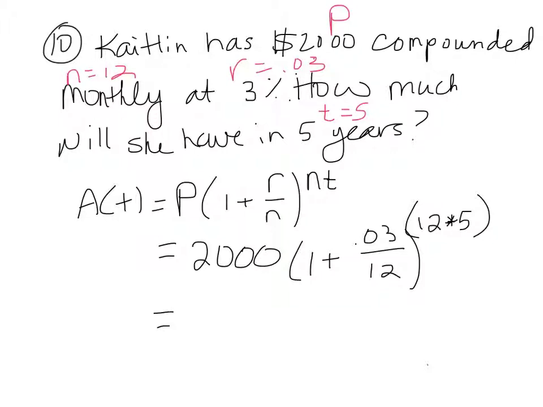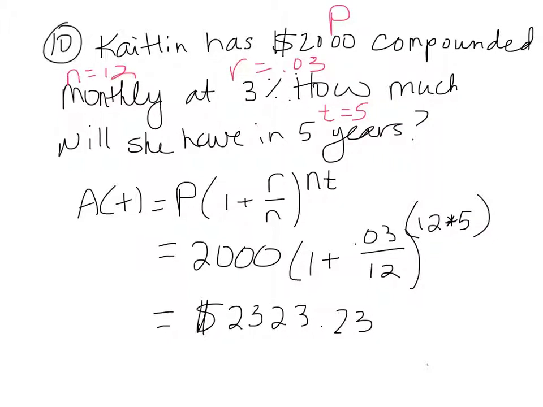Okay, and then you put that all into your calculator. You can do it all at once. Okay, as long as you have parentheses around that last 12 times 5, you'll be good. But you could easily say that that's 60, right, in your head. So you end up getting $2,323.23. And that's your answer.